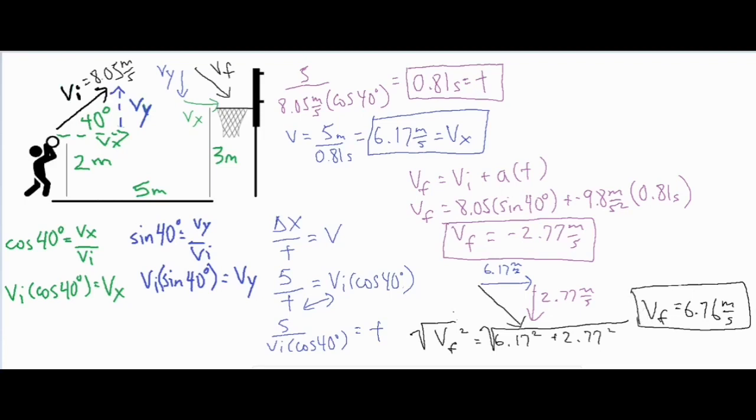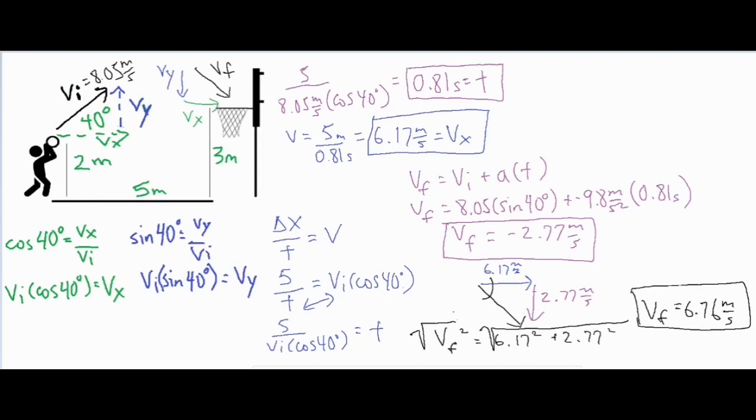So after using the Pythagorean theorem, I took 6.17 squared plus 2.77 squared, or negative 2.77 squared, which is the same number, square root of both sides, and then I got a final velocity of 6.76 meters per second. So the last thing we're going to do is solve for the angle. And the angle below the horizontal is going to give us our final theta value.